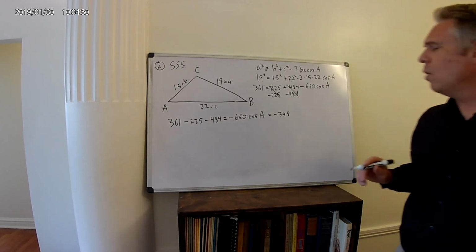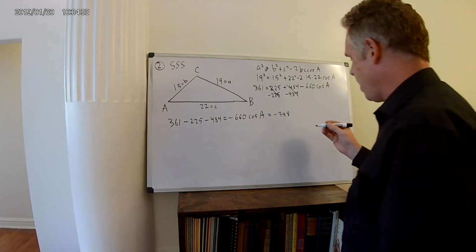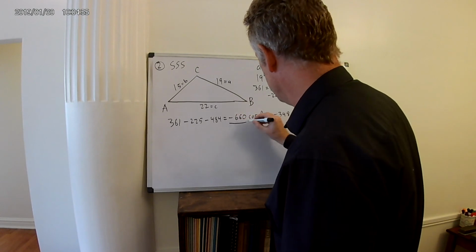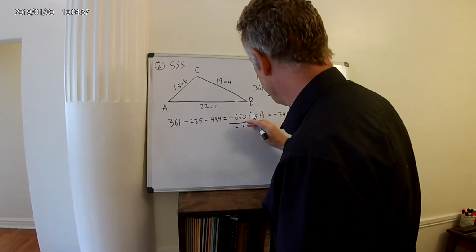And now what I want to do is solve for cosine of angle A. So I divide both sides of this equation by minus 660.